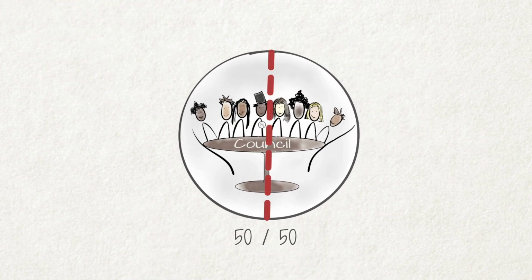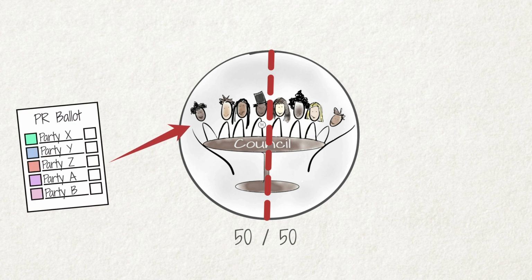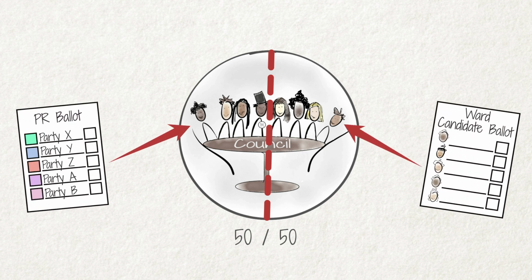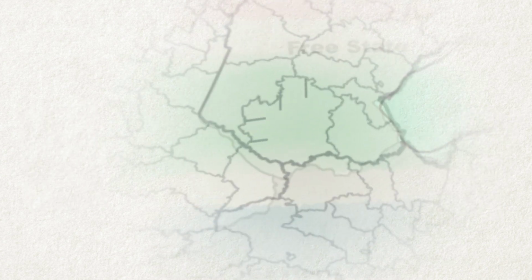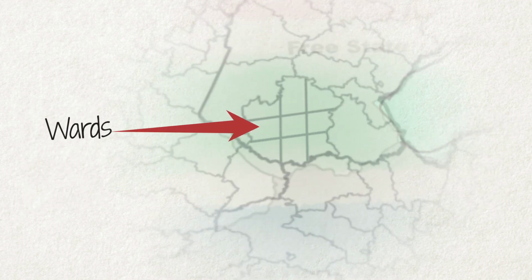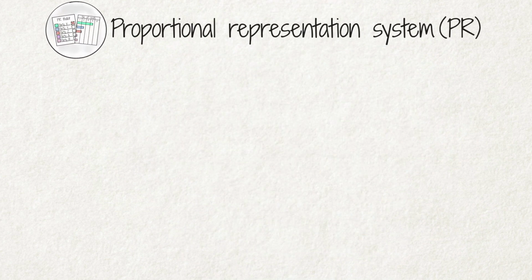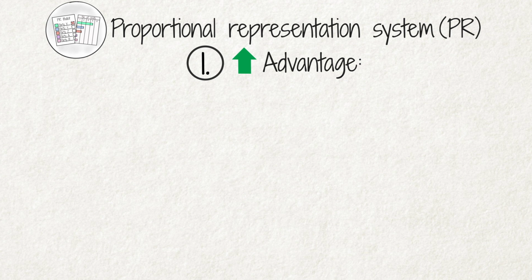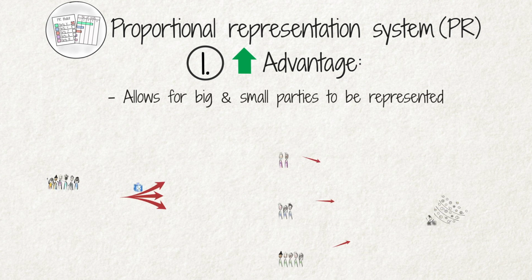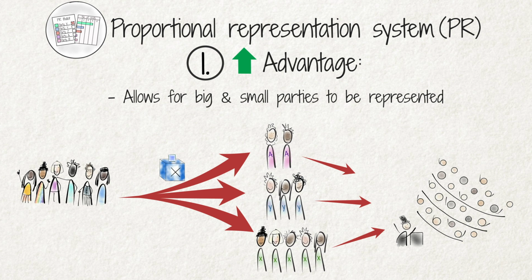Half of the seats on a municipal council are occupied by PR councillors and half by ward councillors. In municipalities, constituencies are called wards. Proportional representation system. The advantage of PR is that it allows both big and small parties to be represented. For example, if a party receives 15% of the votes, it will also receive about 15% of the seats.